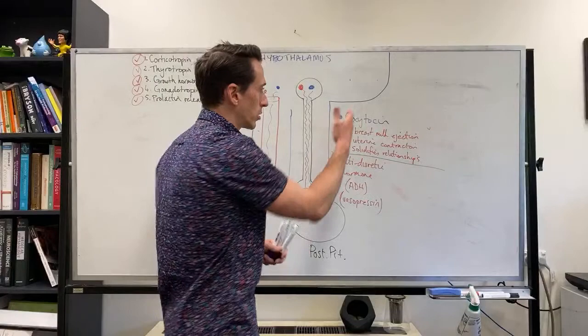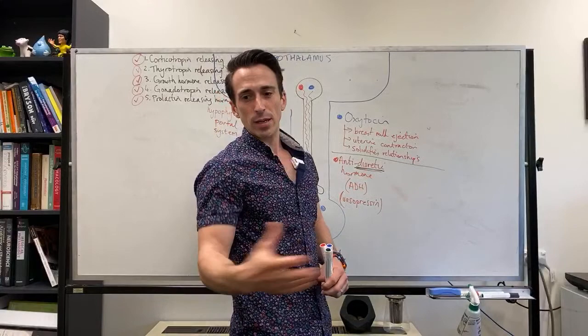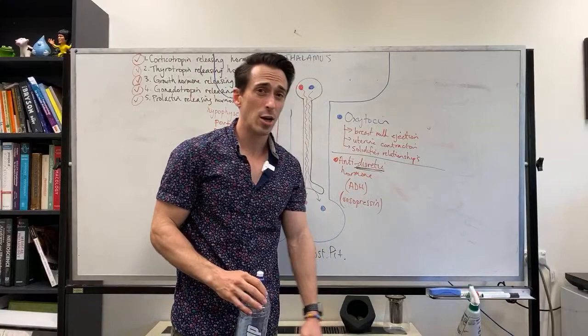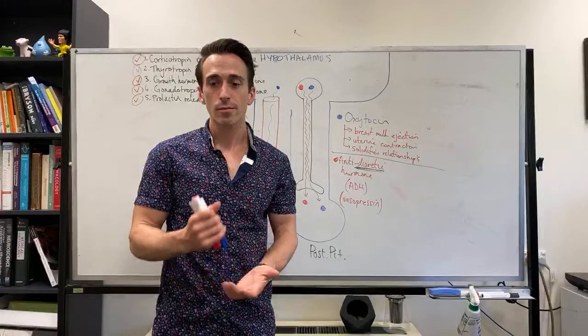Antidiuretic hormone. Antidiuretic hormone, so diuresis, not diarrhea, that's different. What does diuresis mean? Can somebody type in, any idea what diuresis means? What do you reckon? Urination, perfect. Regulates water in the blood, perfect.